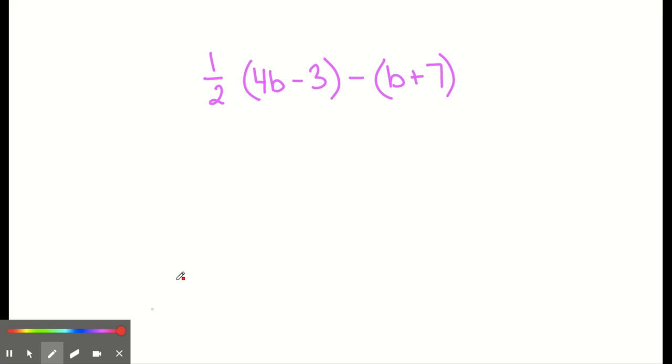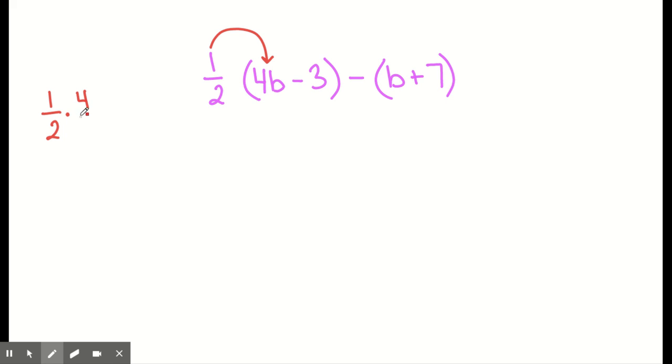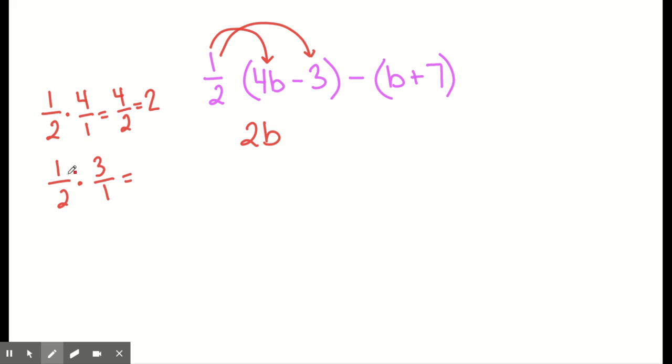Now, you all know how to multiply with fractions, so let's take that 1/2 and multiply it by 4b. Well, we know that 1/2 times 4 is equal to 4 over 2, which is just equal to 2, right? So half of 4 is 2, so this becomes 2b. Now, 1/2 times a -3, so you would take 1/2 times 3 over 1. 1 times 3 is 3. 2 times 1 is 2, so 3/2. But it is negative, so this is going to stay -3 over 2.